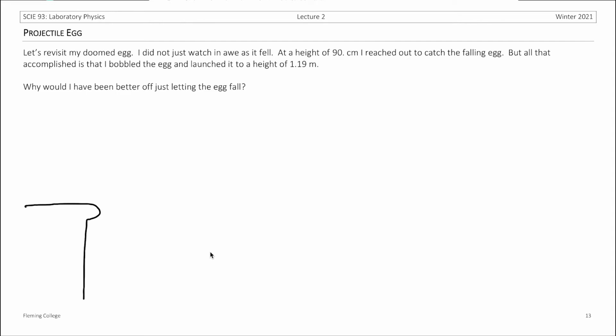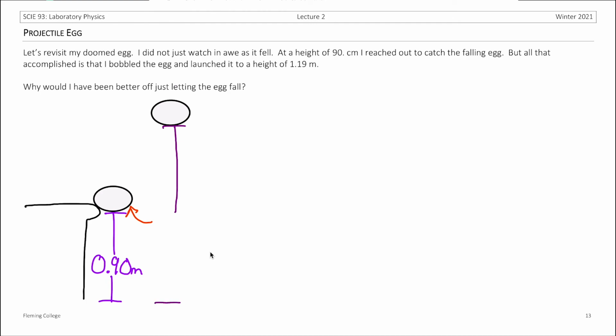Let's revisit my doomed egg. As I recall it, I did not actually just watch in awe as the egg fell to the ground. As it rolled off the counter, I reached out and tried to catch the egg. But I bobbled it, and it seems like all that managed to do was throw it up into the air until it reached a height of about 1.19 meters. Of course, I'm just estimating. The question I'm going to leave to you is, why would I have been better off to just let the egg fall?